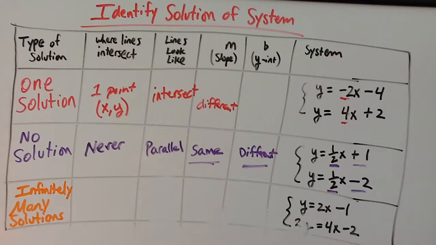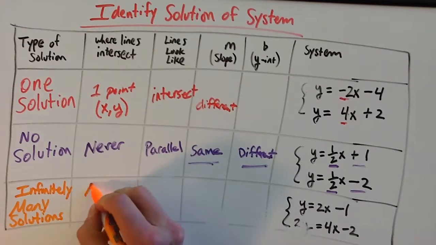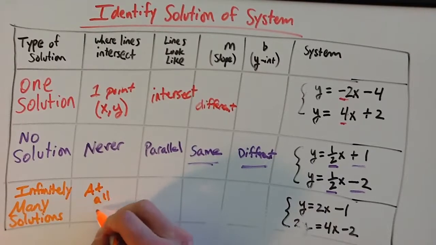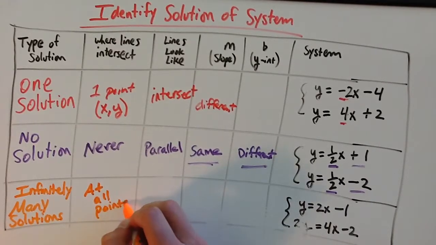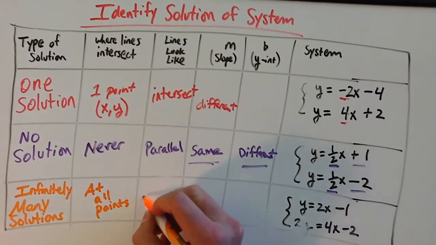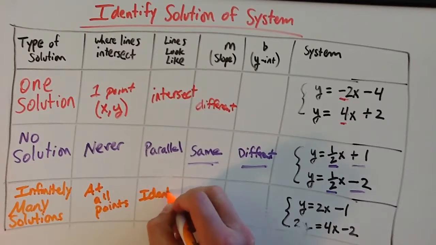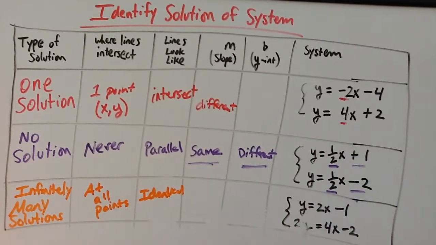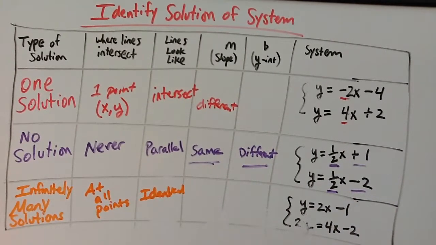You can have infinitely many solutions to the system. This will happen when the lines intersect at all points. The lines intersect at every single point on the lines. What will these lines look like? Well, these lines will be identical. They will be identical lines. They will be the exact same line. They will be on top of one another.